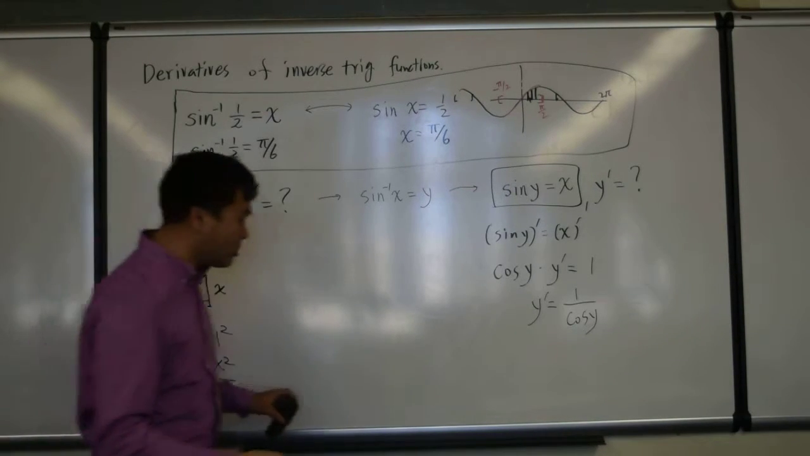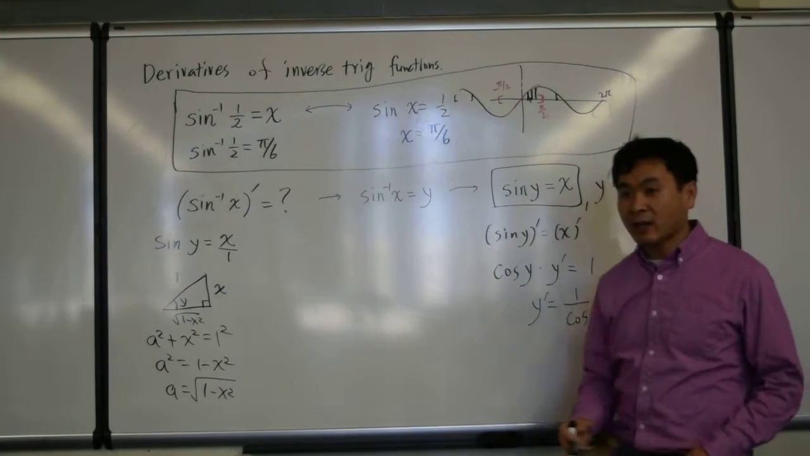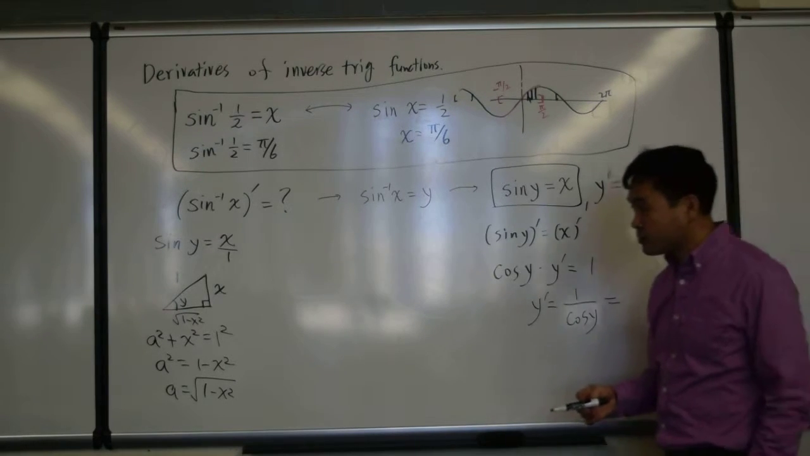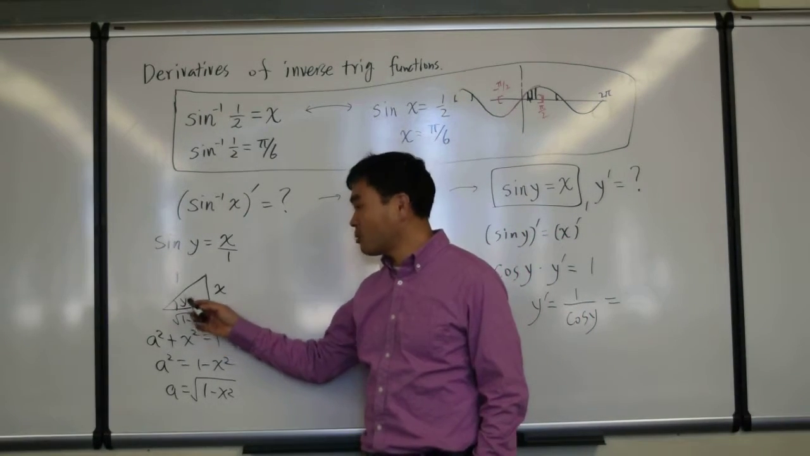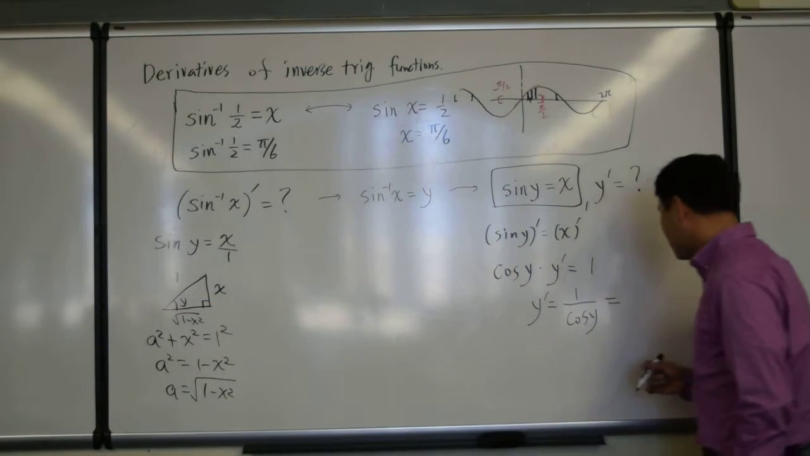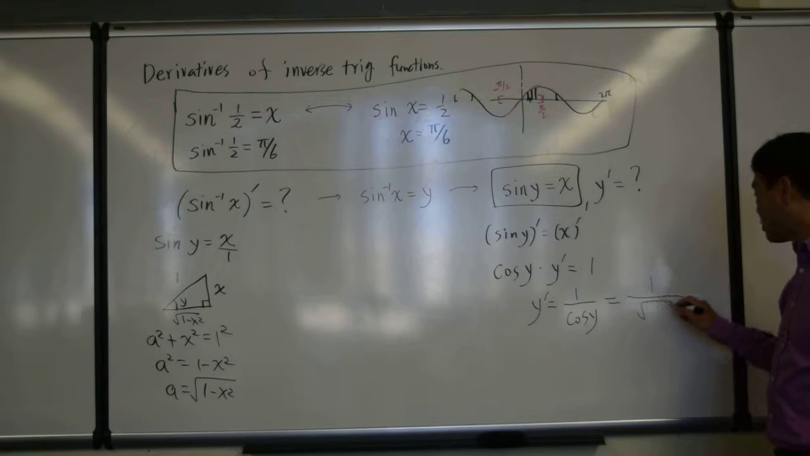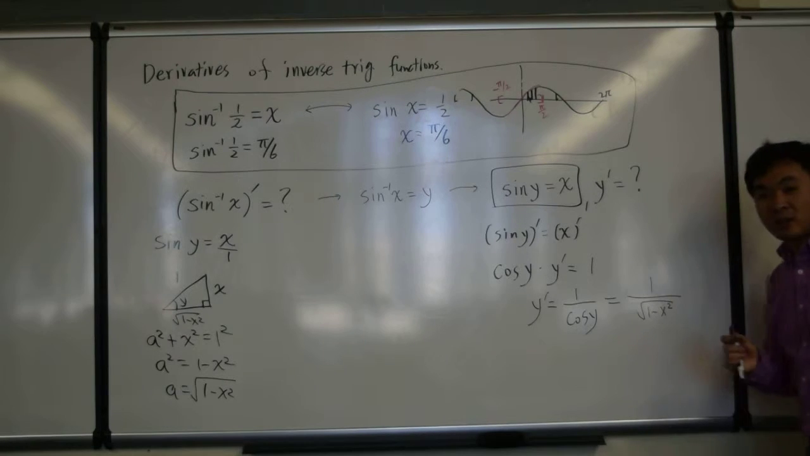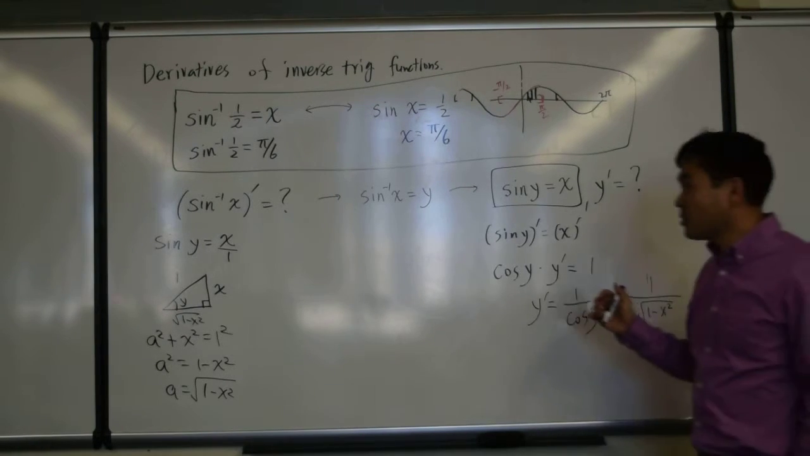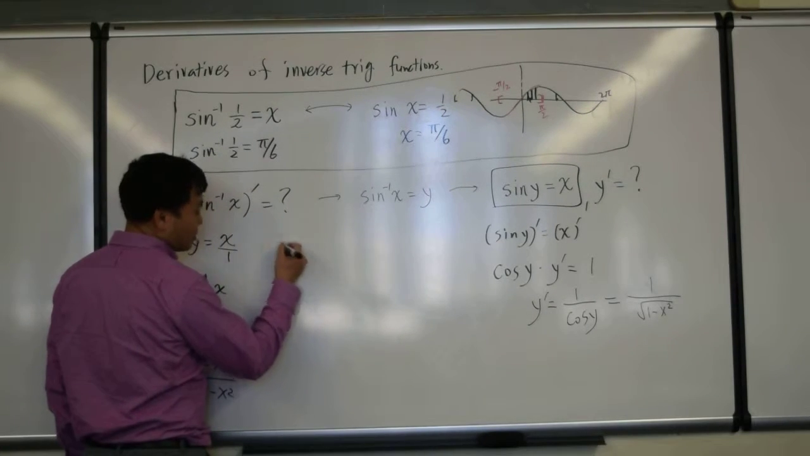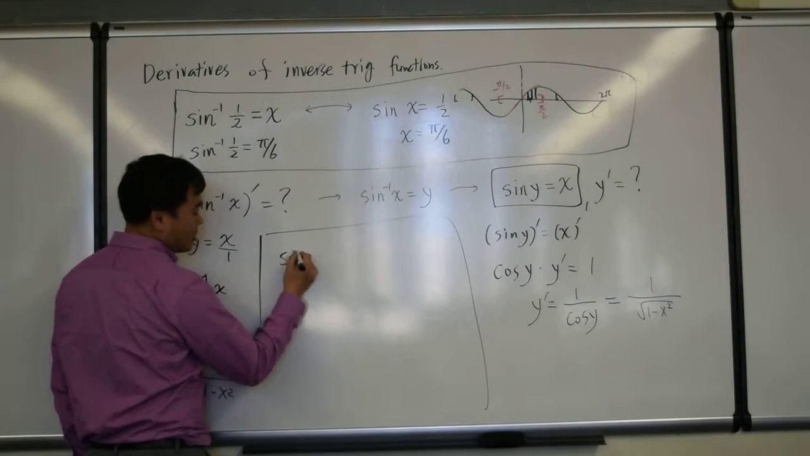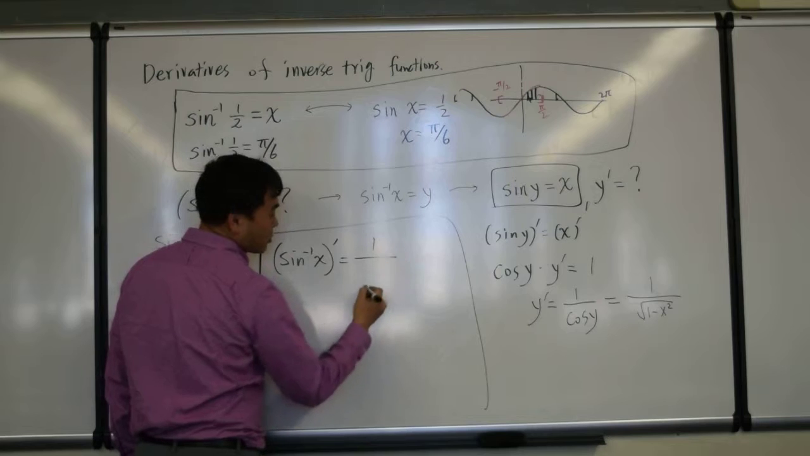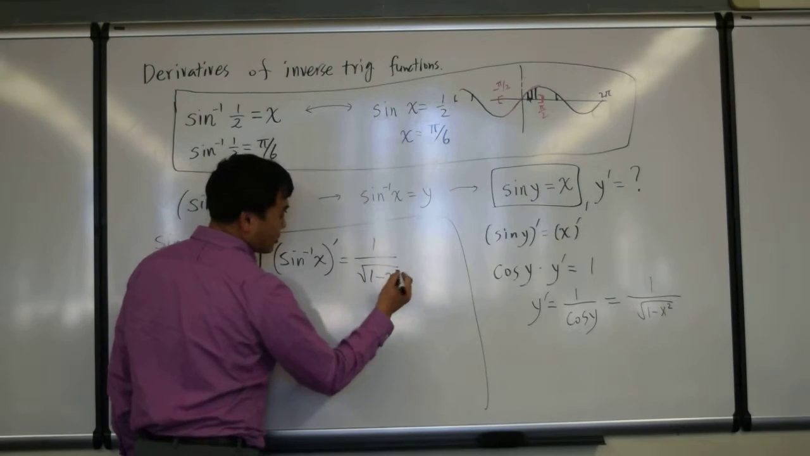And that's perfect because from that picture I can figure out what cosine of y is. What is cosine of y from that picture? It's adjacent over hypotenuse, right? So cosine of y is square root of 1 minus x squared divided by 1. But division by 1 doesn't do anything, so that's what you get. And therefore the final answer is that the derivative of sine inverse of x gives you 1 over square root of 1 minus x squared.